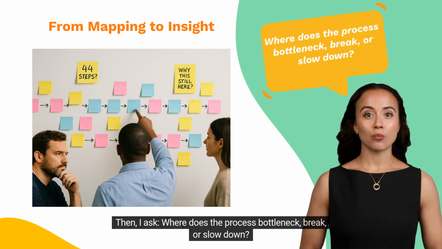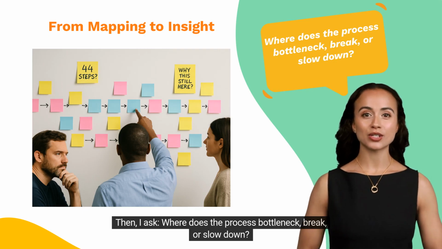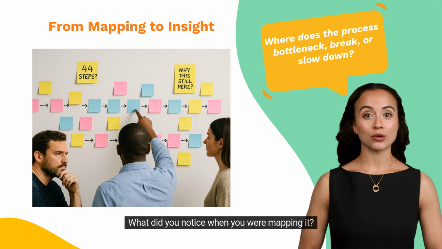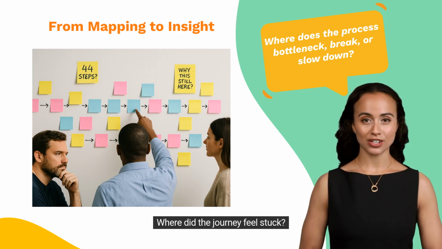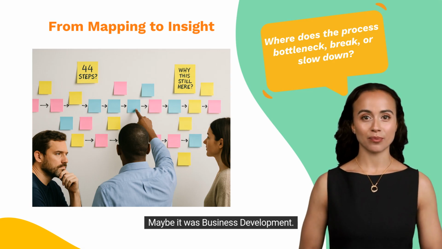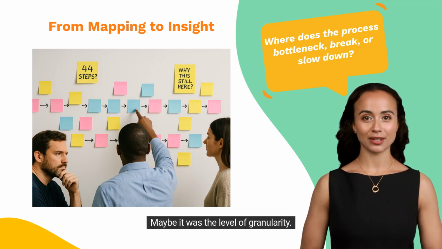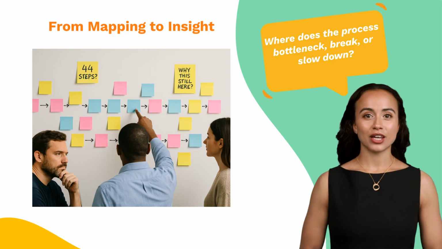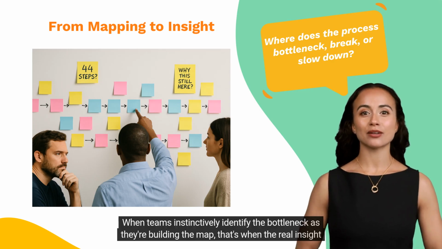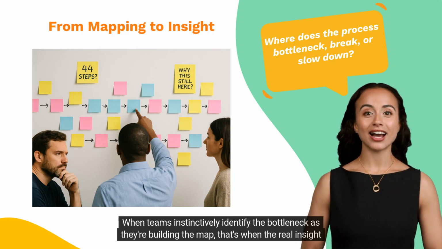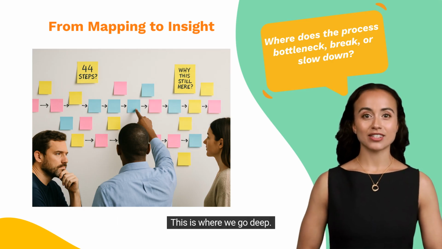Then I ask, where does the process bottleneck, break, or slow down? What did you notice when you were mapping it? Where did the journey feel stuck? Maybe it was business development. Maybe it was the level of granularity. Whatever it is, get it out. When teams instinctively identify the bottleneck as they're building the map, that's when the real insight starts. This is where we go deep.